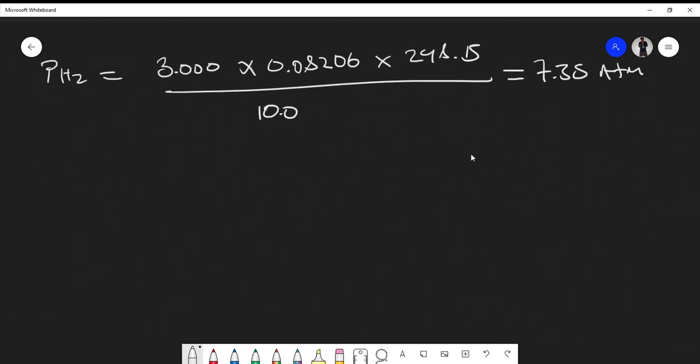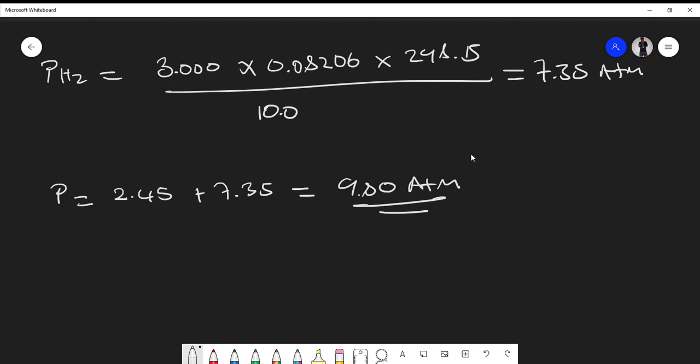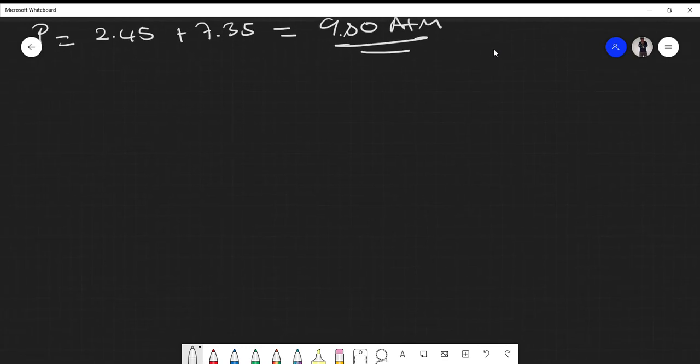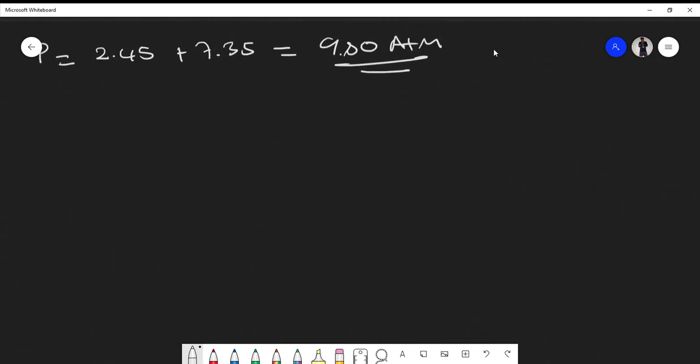So therefore, the total pressure P is equal to 2.45 that we calculated for nitrogen gas plus 7.35 that we calculated for hydrogen gas, and this is equal to about 9.80 atmospheres, roughly. So that's an example of how we'd calculate the total pressure using Dalton's law.